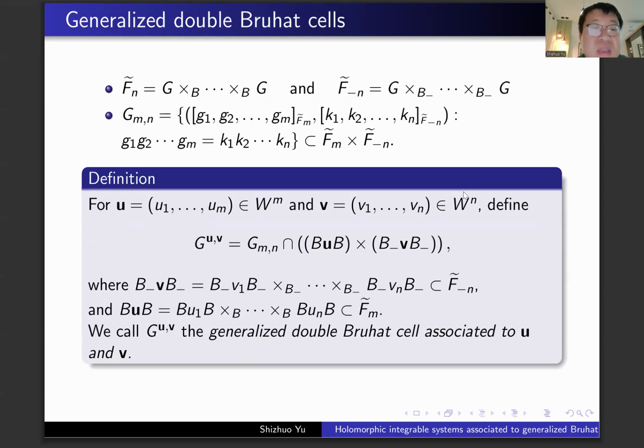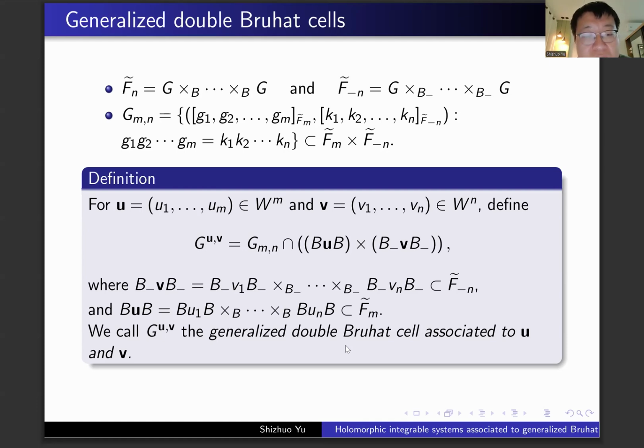And first, it is the construction of the generalized double Bruhat cell. First you have some twisted quotient by the n copies of G over the n-1 copies of B. And we also define the minus version, that we have n copies of G twisted quotient by the n-1 copies of B minus. What is the so-called generalized double Bruhat cell?